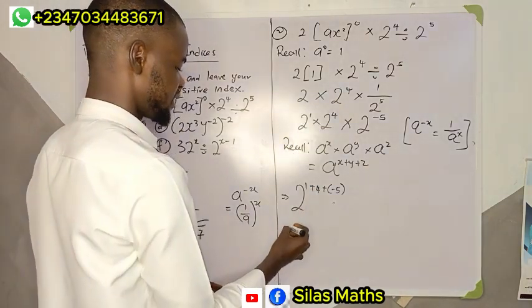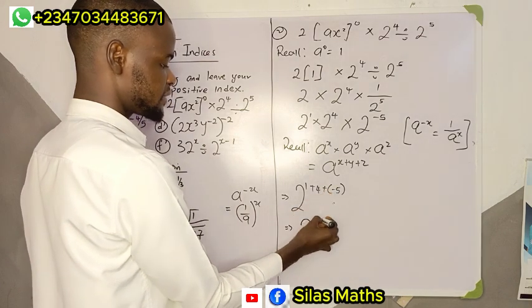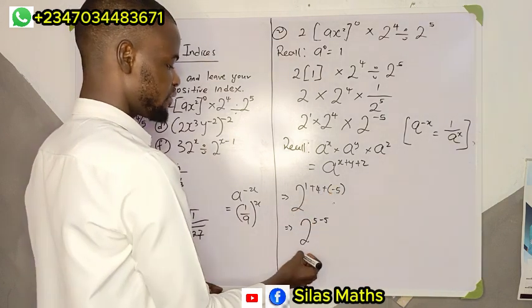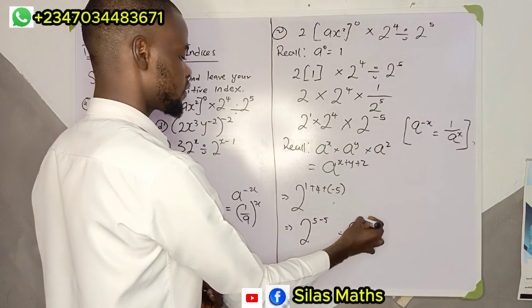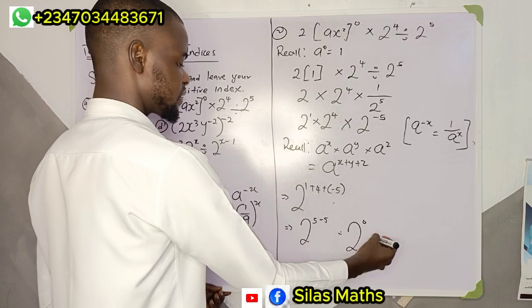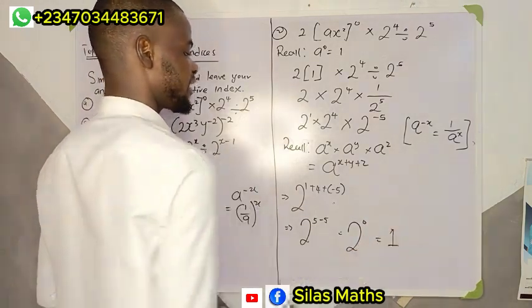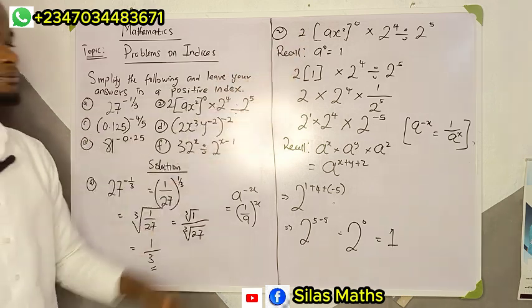We have that this is equal to 2 to the power of 5 minus plus is minus. So at the end of the day, I have 2 to the power of 0. And recall that any number raised to the power 0 is equal to 1. So that is to say that this is equal to 1, which is my final answer for this problem.